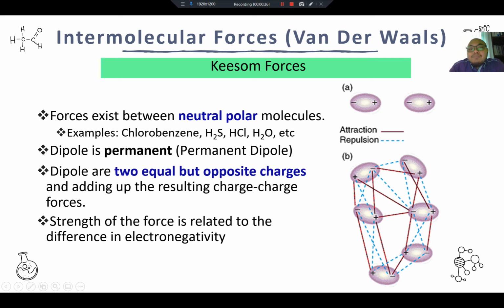Dipoles are two equal but opposite charges, and adding up the resulting charge forces, the strength of the force is related to the difference in electronegativity. So that's it. It means that they have opposite charge interaction, right? So in this case, when they add up, resulting in charge forces, there is more attraction between each other as the electronegativity increases, right?